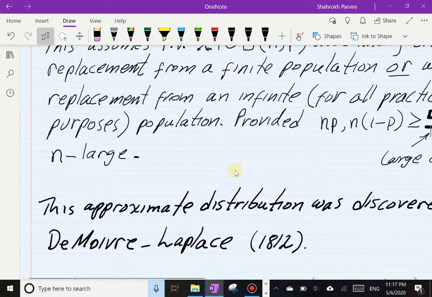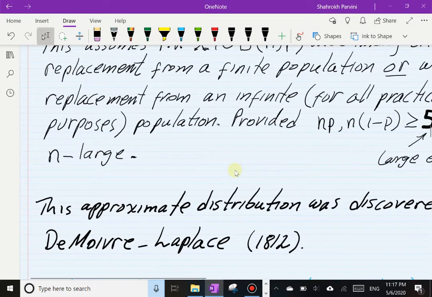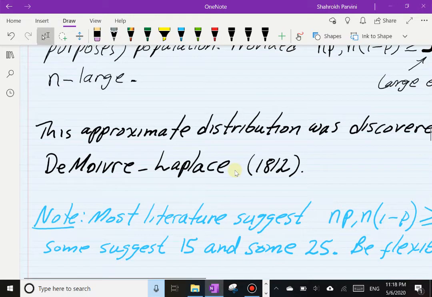Now, this approximate distribution was actually discovered by DeMoivre and Laplace. Okay, and a long time ago at that too. It was 1812. That's when it was discovered by those mathematicians, both French mathematicians, Abraham DeMoivre and Pierre-Simon Laplace.